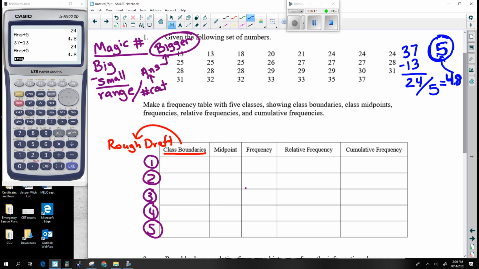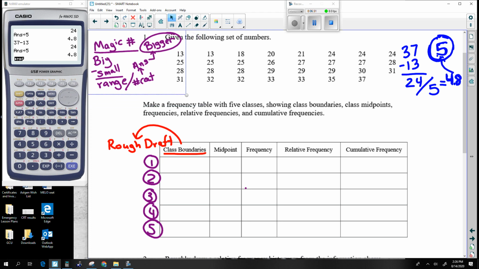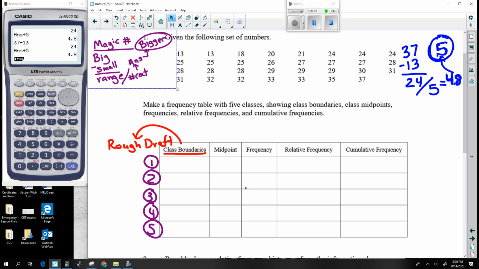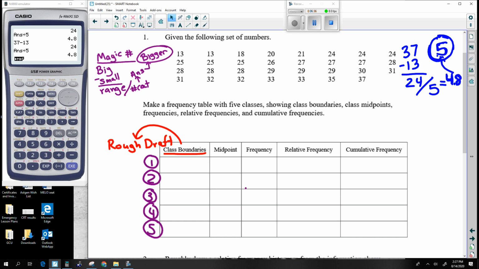So 5 is my magic number. And now I need to do a lot with this number 5. That is a big part where we have a lot of math involved, and now we get to use the math. What did that do for us?